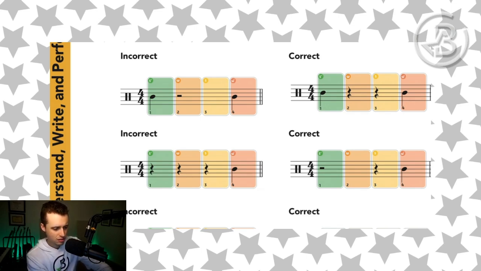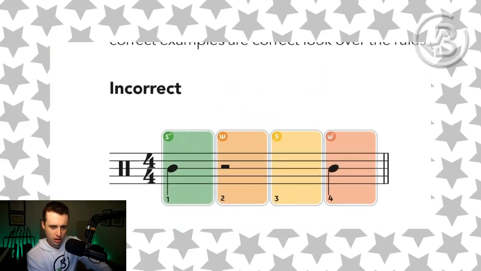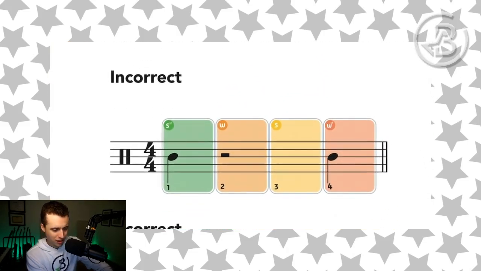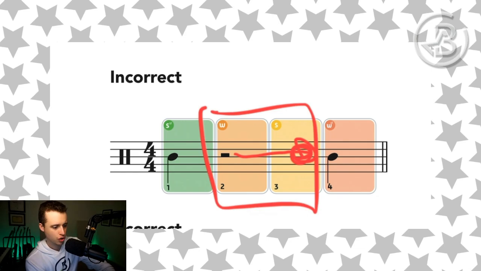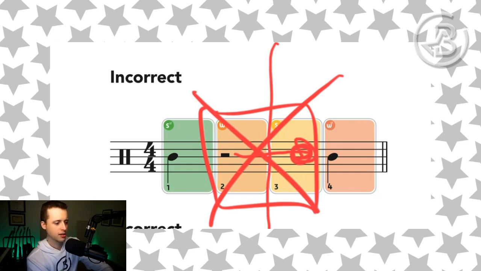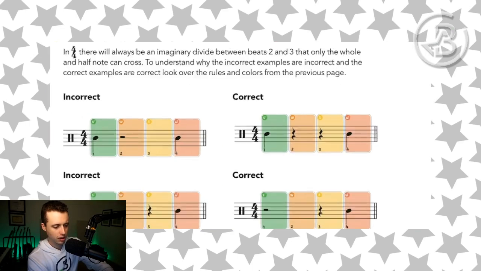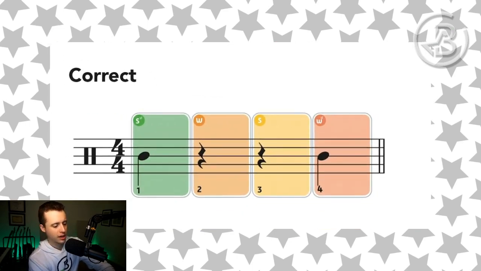So we can see here in our first incorrect example that that half rest would start on beat 2 and it would last into beat 3, right? Because it gets 2 beats. So it starts here and really it lasts all the way up to here. It's 2 beats of silence. Now that's crossing our imaginary line, which is a no. Cannot do that. So the correct way of writing that would be 2 quarter rests. That way we have, yay, the imaginary line between beats 2 and 3.